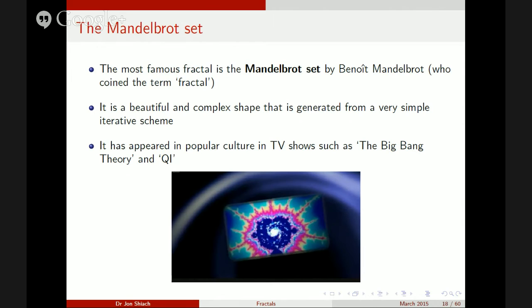So Benoit Mandelbrot, who coined the term fractal in the late 70s, wrote a book, Fractal Geometry of Nature, where he's obsessed with how clouds and things look like geometric patterns. You may have seen it.